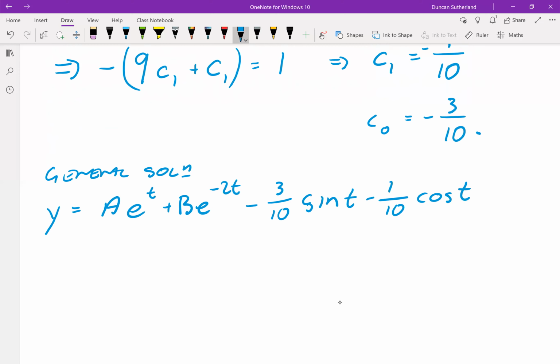Now let me just make sure I've written that the right way around. Yes, I have. Okay, and here's where I'd substitute in my initial conditions if I had any. But the general solution in this case is the best we can do.